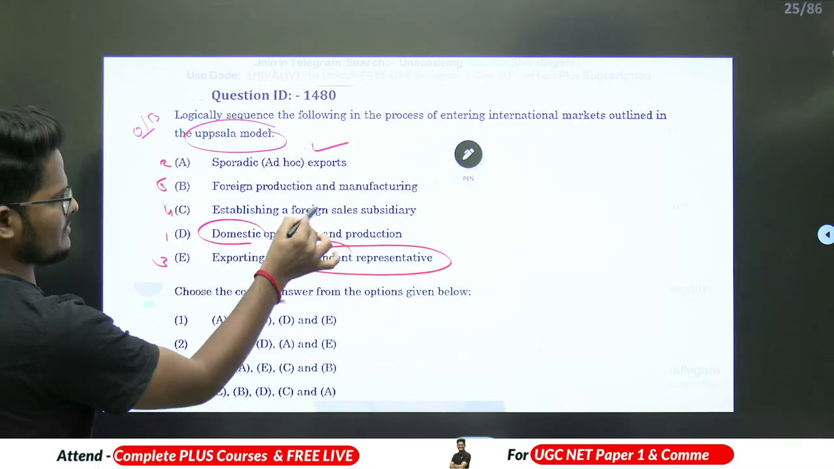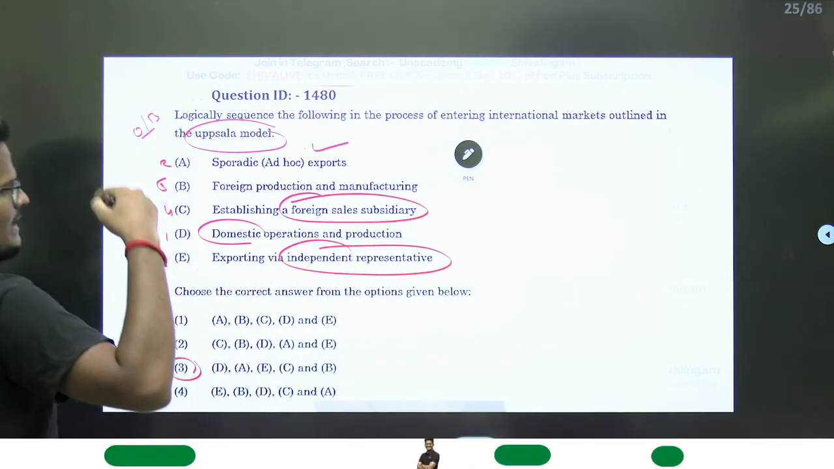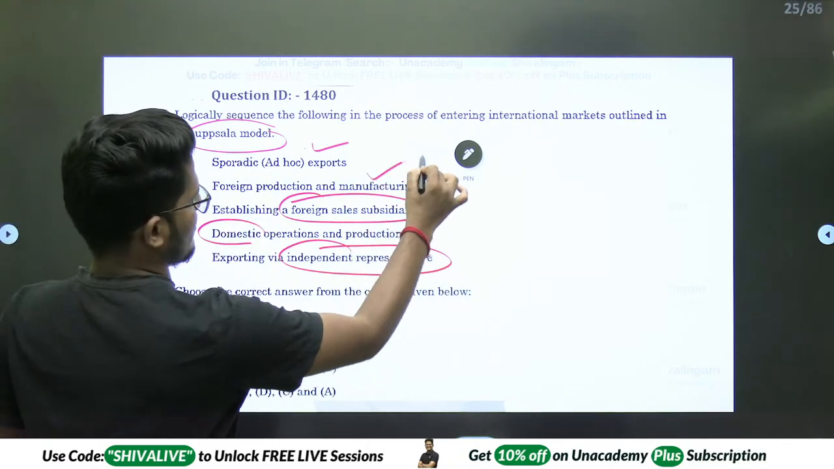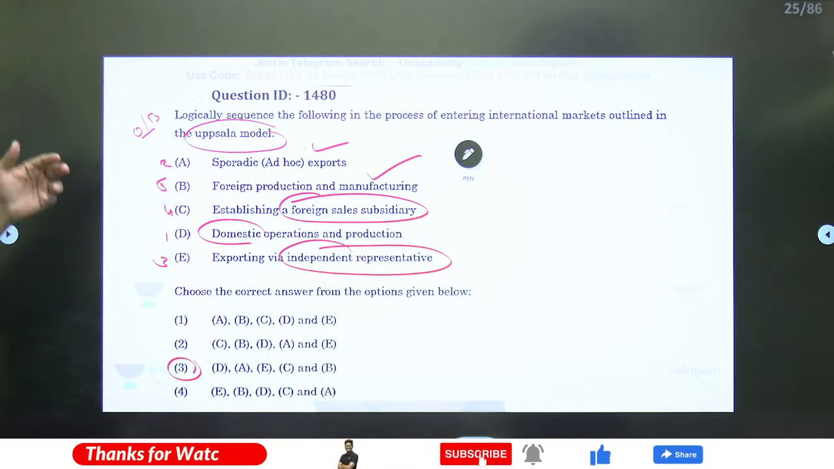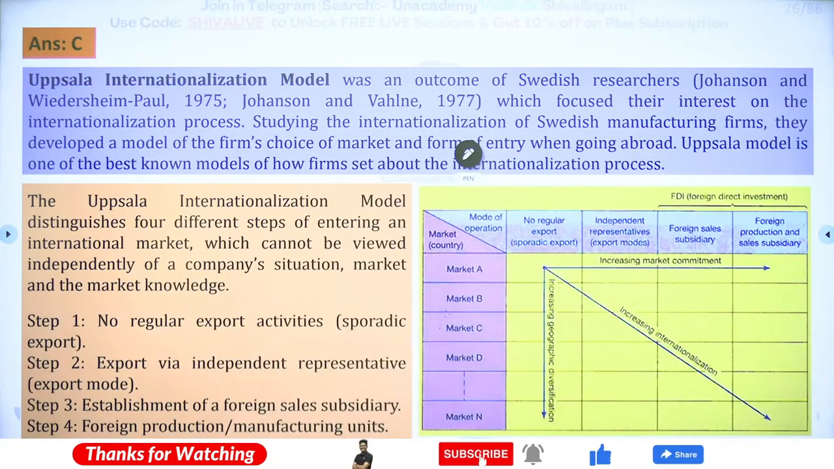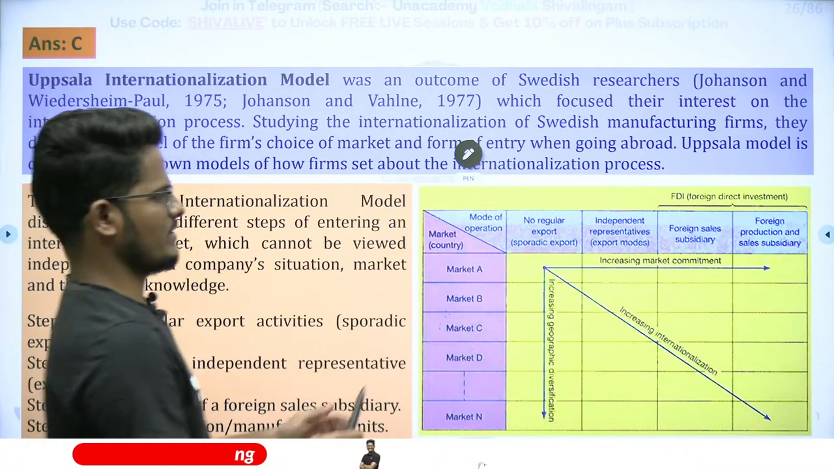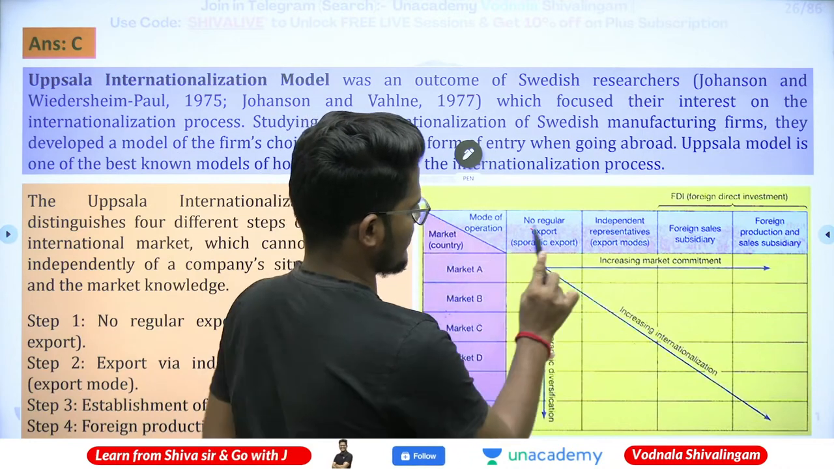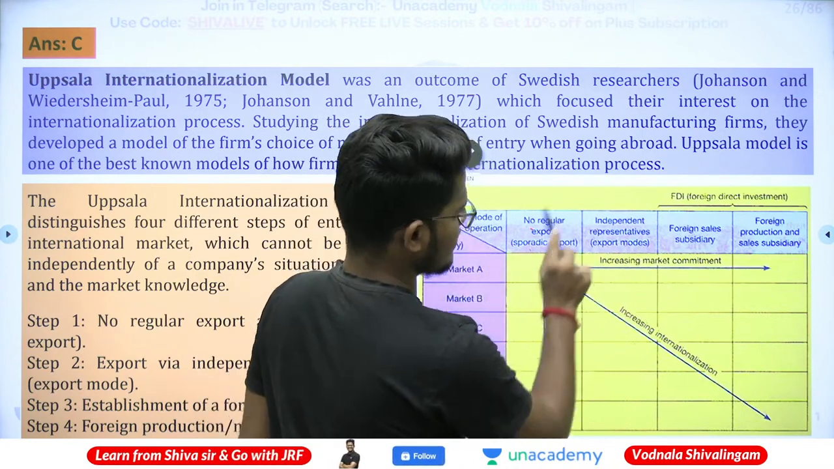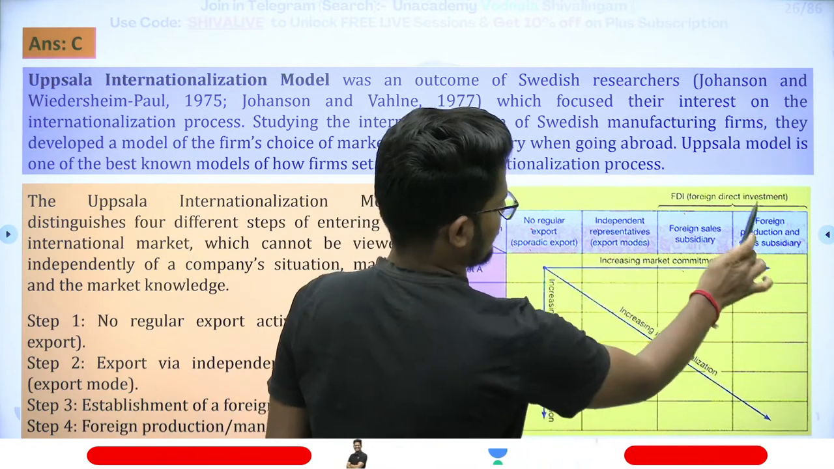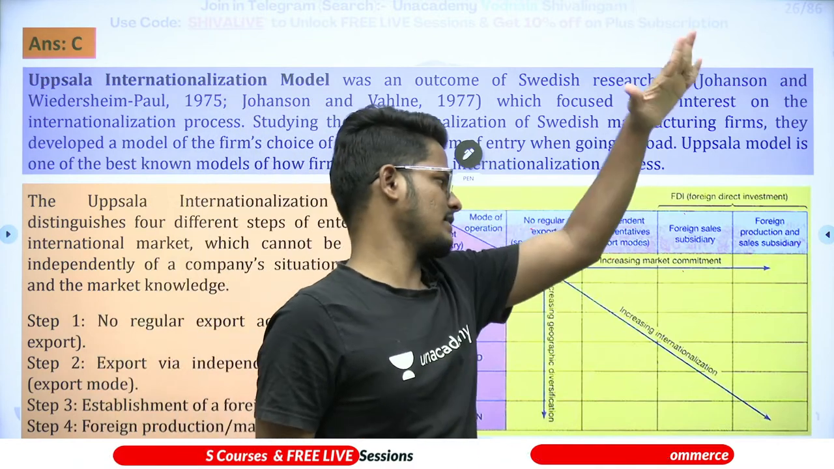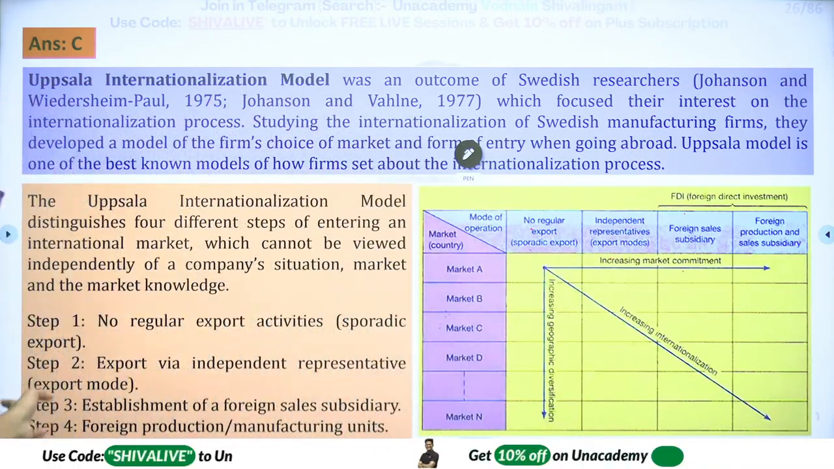Later, you can do establishment of foreign sales subsidiary. Any agent you can find, you can just make a contract with them. Next, foreign production and manufacturing is a regular process. Whether it is the Uppsala model or any model, they will give the same type of sequence. But here, the Uppsala model has a proper sequence. No regular export, that is sporadic, means only occasionally, on an ad hoc basis. Independent representative later. Later, foreign sales subsidiary. After that, foreign production and sales. This is how foreign direct investment will happen, increasing the market commitment in the foreign countries.